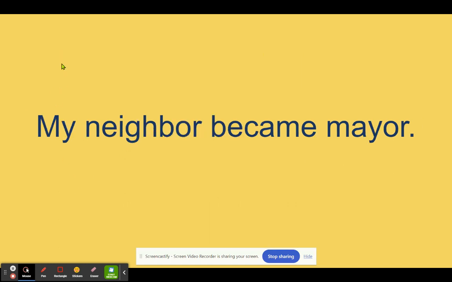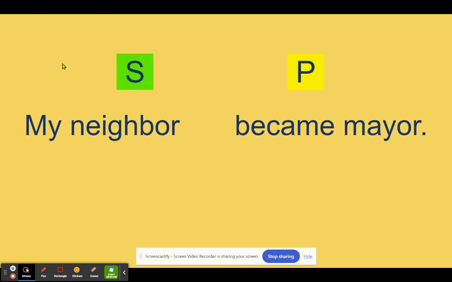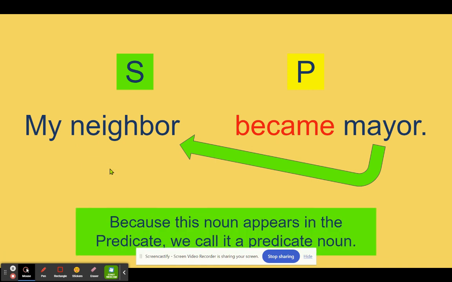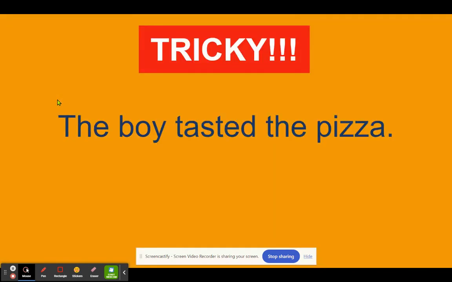All right, let's try another one. My neighbor became mayor. Split it apart. Subject and predicate. Our verb is now became. Mayor is the same as neighbor. It's like an equal sign. That's what linking verbs do. They're functioning kind of like the equal sign in math class. So became is a linking verb. Mayor is the same as neighbor. So it is a subject complement, and it is also a predicate noun. I hope that makes sense.